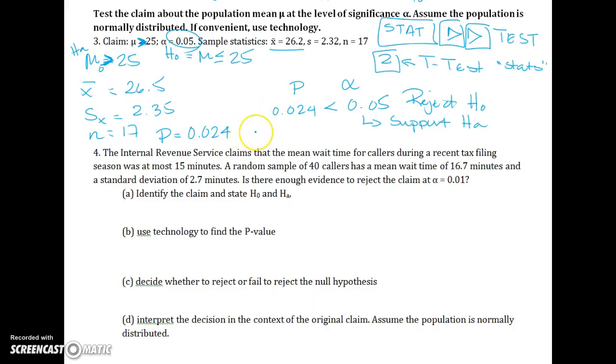So in your sentence, you would say, there is enough evidence at a 5% level of significance to support the claim. I don't have enough room to write that, but make sure that you know how to write that. There is enough evidence at a 5% level of significance to support the claim. All right, let's try another one.